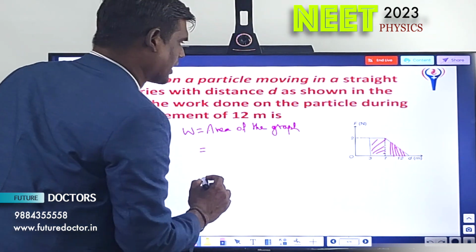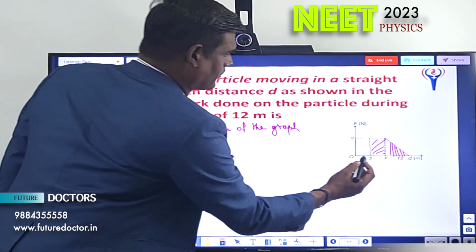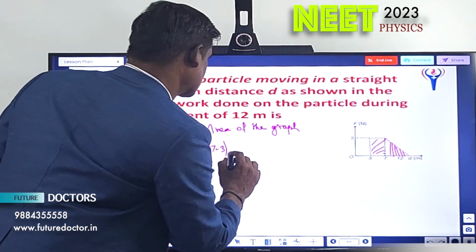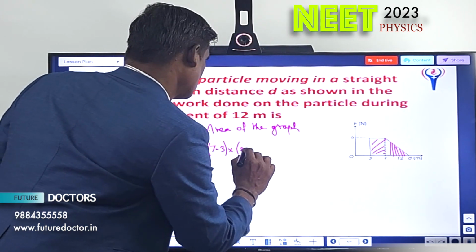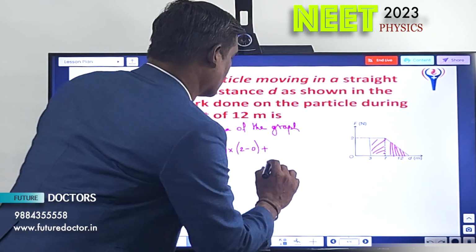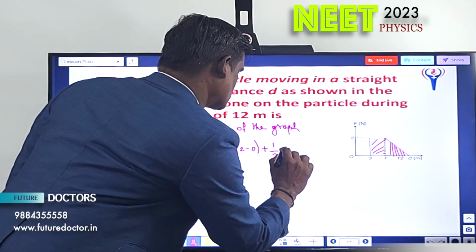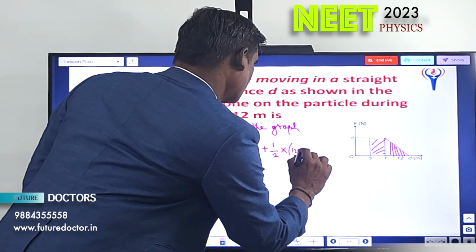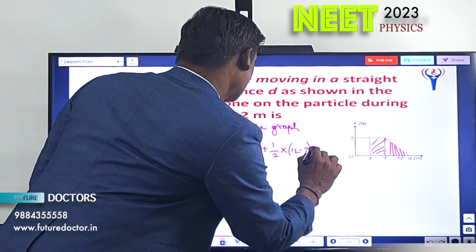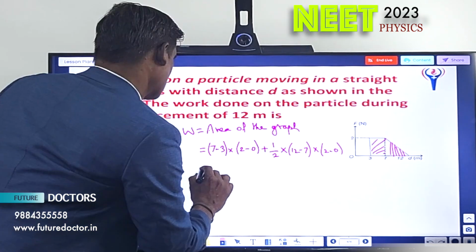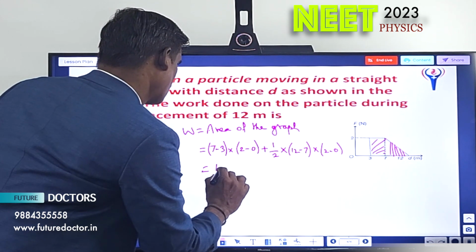So area of rectangle is length into breadth, that is 7 minus 3 into breadth 2 minus 0, plus area of a triangle. What's the area of triangle? Half into base into height. Base is 12 minus 7, into height 2 minus 0. 7 minus 3 is 4.